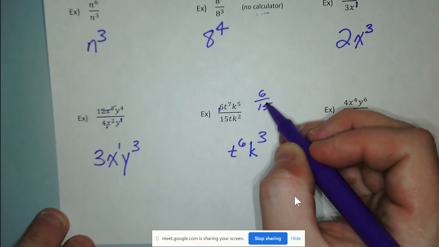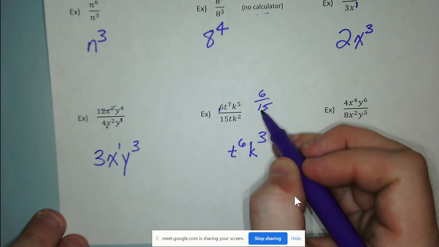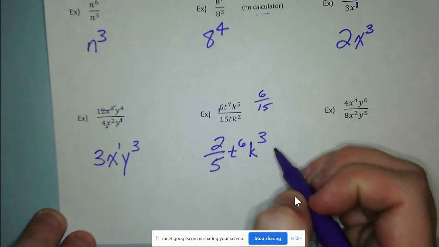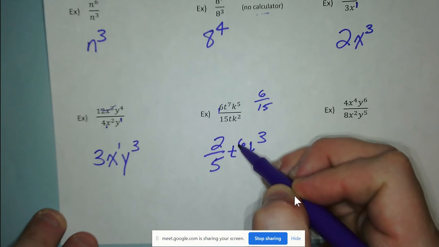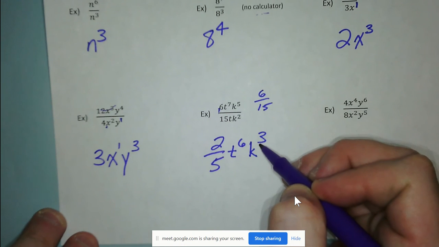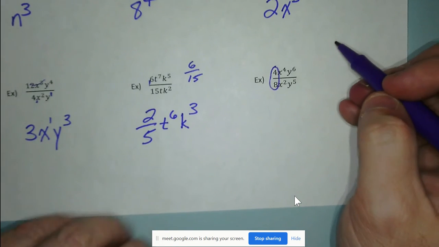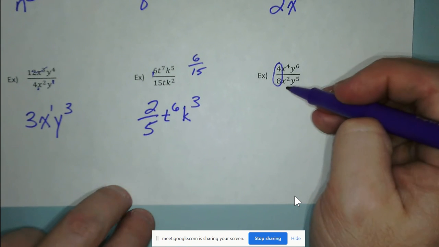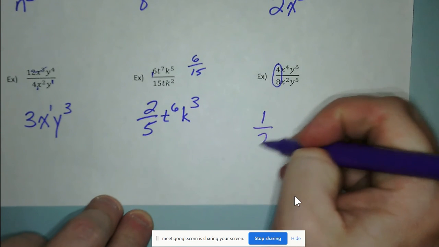So 6 over 15 would reduce as a fraction to what? Think about it for a second. 6 over 15, would that be 2/5? I don't know why I'm so uncertain about that. But that's right. 2/5 times t to the 6th times k to the 3rd. Likewise over here, 4 over 8. That's not powers. That's just 4 divided by 8. Is that clean division? No, but it will at least reduce to 1/2.